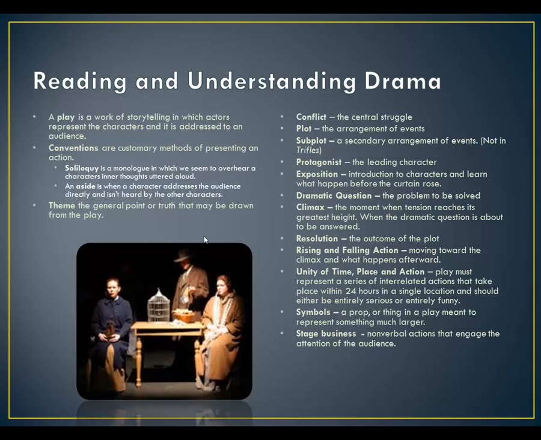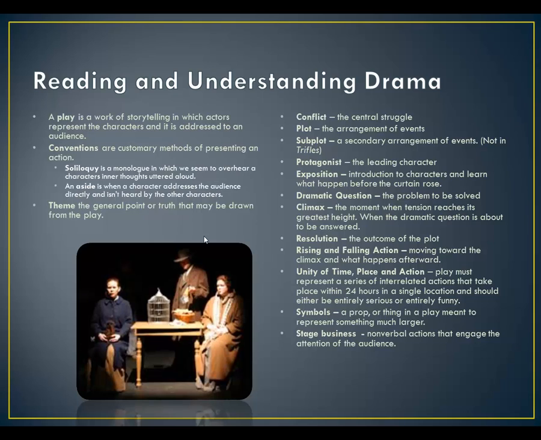Exposition is the beginning part of the play where the characters are introduced, and we really learn what the conflict is and what happened before the curtain rose. The dramatic question is the problem that's going to be solved in the play. Climax is the moment when tension reaches its greatest height in the play, when the dramatic question is about to be answered. And resolution is the outcome of the plot.